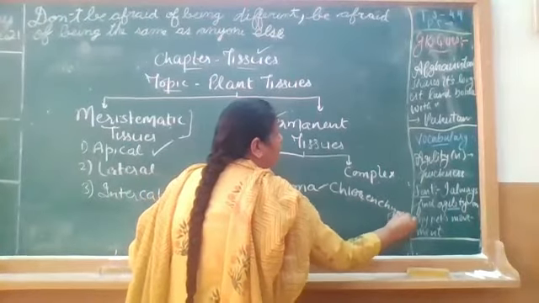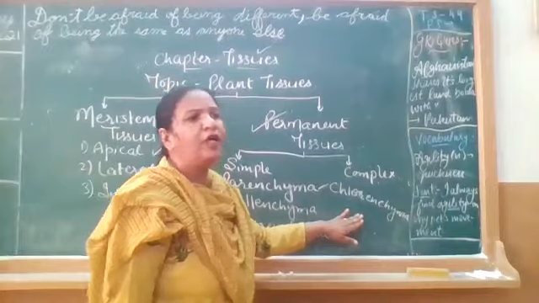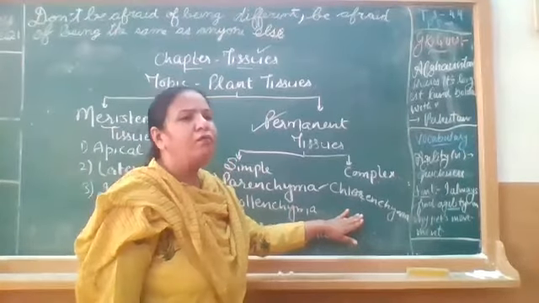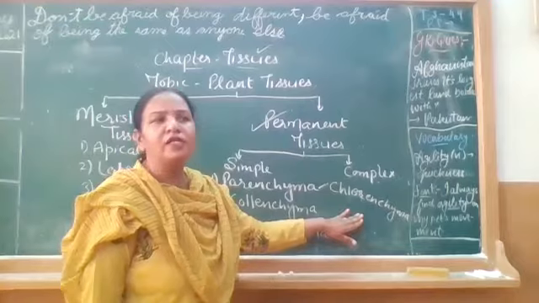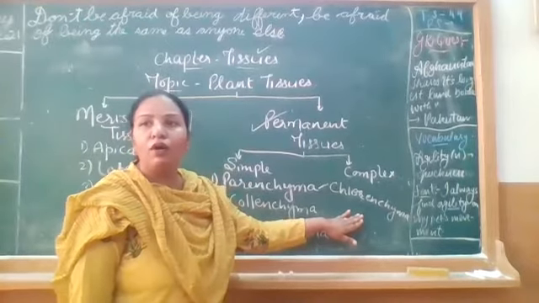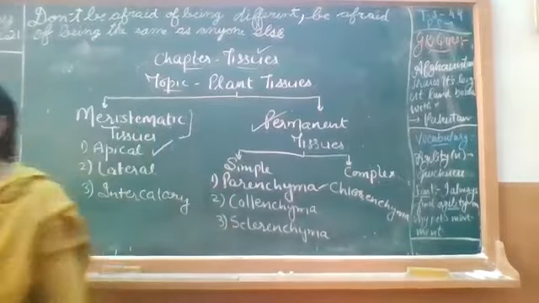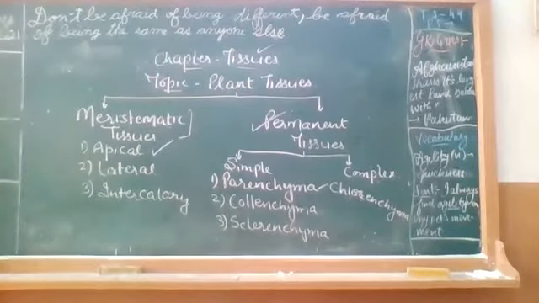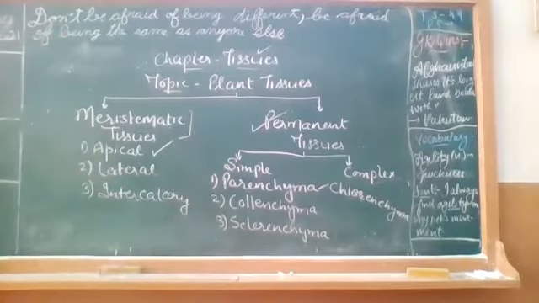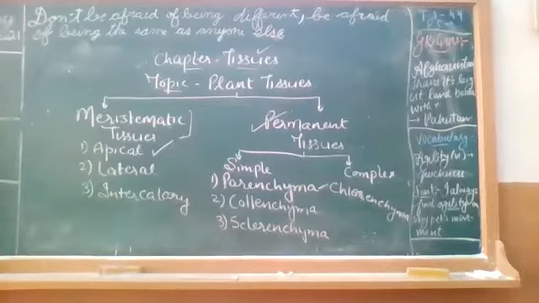Chlorenchyma. In some situations, it contains chlorophyll and performs photosynthesis. That's why this type of parenchyma is known as chlorenchyma. Parenchyma को तब हम क्या कहते हैं? Chlorenchyma.